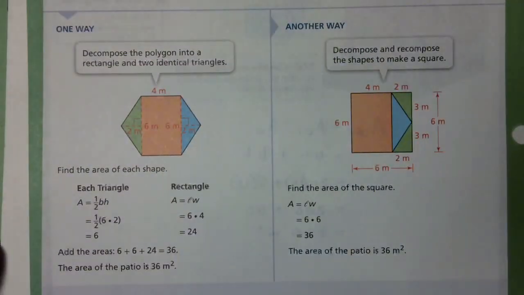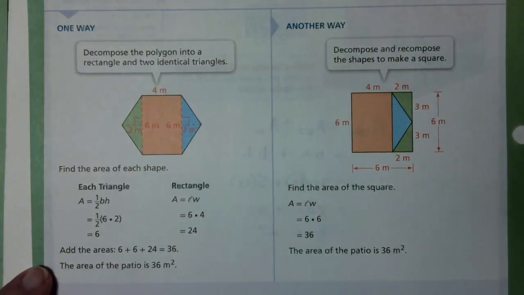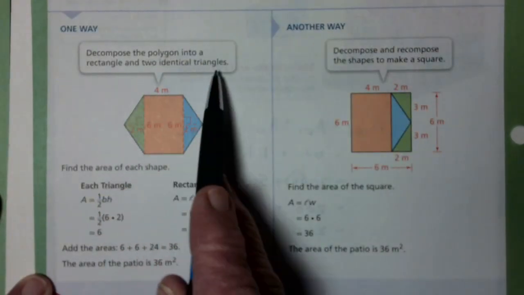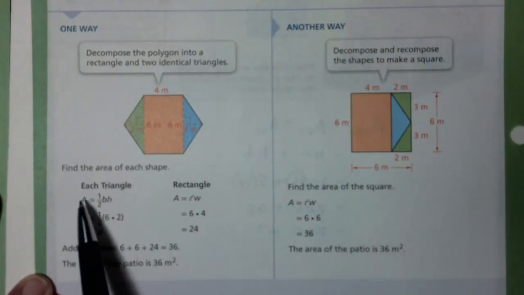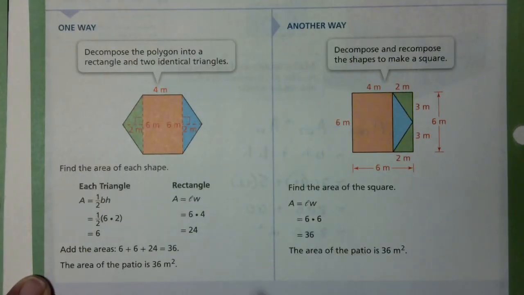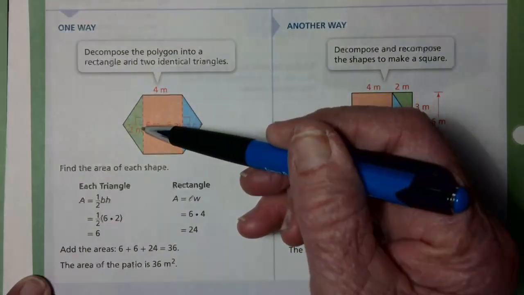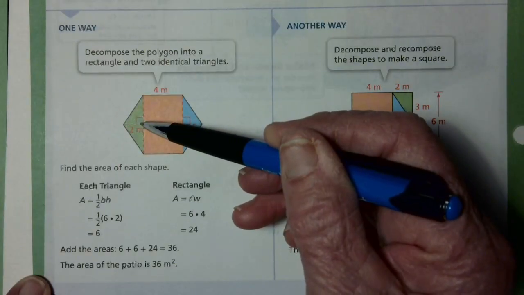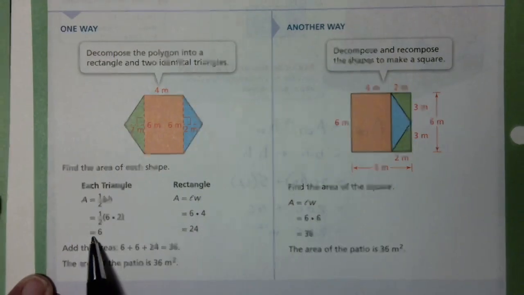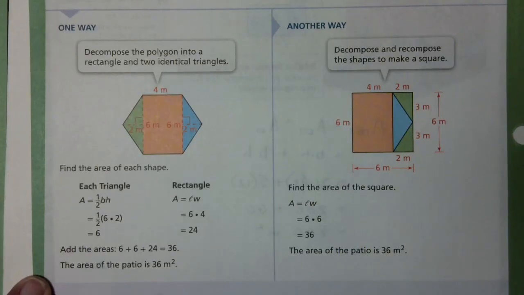So she's going to explain herself down here. Decompose the polygon into a rectangle and 2 identical triangles. Each triangle is 1/2 the base times the height, same formula that you have learned. And the base is 6 and the height is 2. Okay? So each triangle is 6. And we've got 2 of those, and that's why there's 2 6s right here.